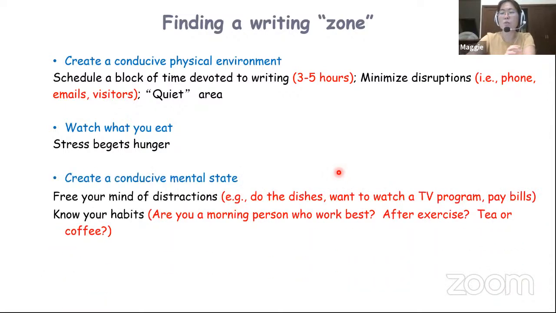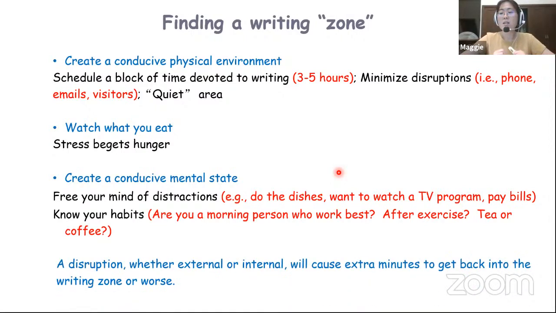And also you need to create a conducive mental state. Free your mind of distractions. For example, don't think of the housework, don't think of the bills, and also know your habits. Are you a morning person, or do you prefer writing at night? Think about how you work best. And also, do you work better after exercise or after a good sleep? Do you need a tea or a coffee? Knowing your habits may help you write more efficiently.